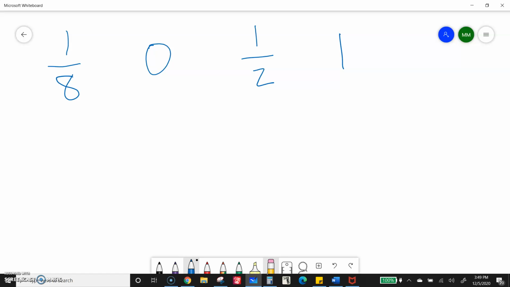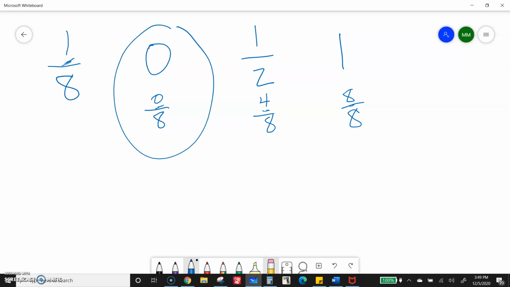Now you might have an idea already because you might say, okay, this is 0/8, this is 4/8, and this is 8/8. So if I only have 1 piece, is that closer to 0 pieces, 4 pieces, or 8 pieces? Well, I'm thinking it's closer to 0 because it's 1 away, and it's 3 away from 4/8. But let's draw a picture just to help us visualize.